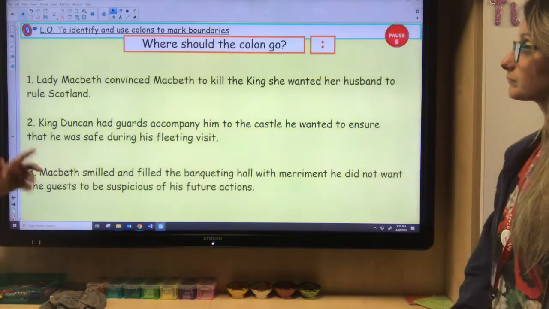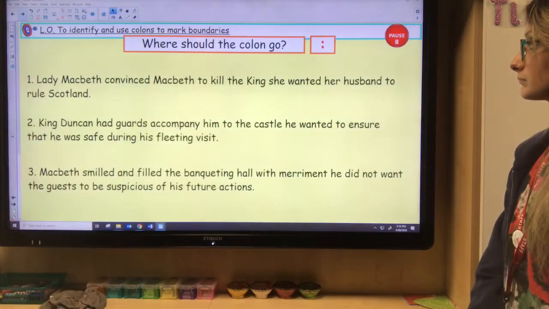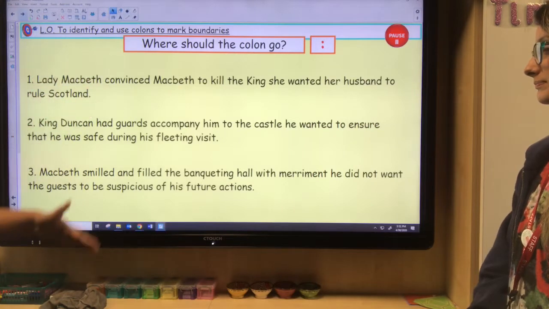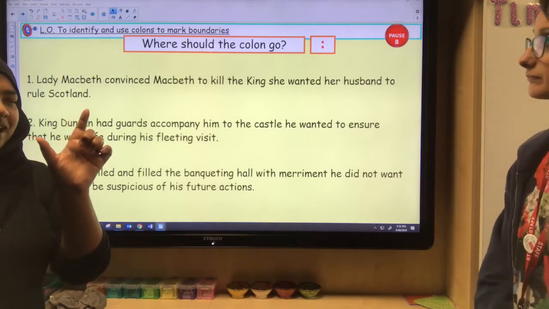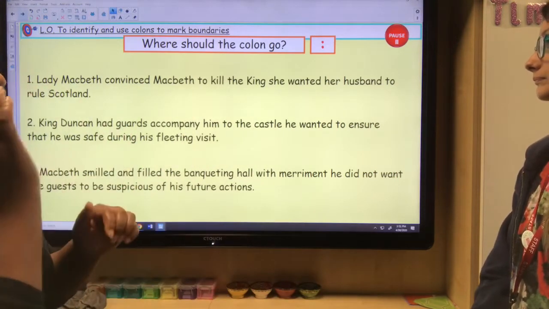Right, so where should the colon go? So a nice little activity for you here. I'm going to read you all the sentences, and then you need to decide where the colon should go in each of these sentences. So remember, you're looking for the statement, and where would you put that 'because'? So where would the 'because' go in the sentence? And that's where your colon would go.